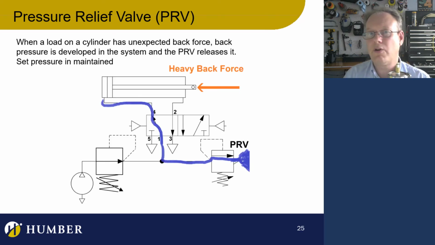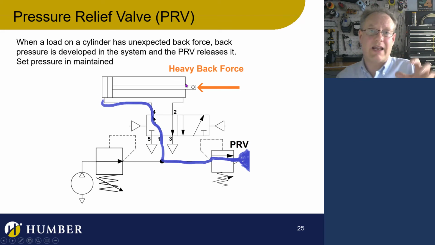If I have a back load, heavy back force on the load, that actually can create pressure in my system, and we can see how that's creating pressure in the system here. And then if I'm telling this to extend, I've got my air pressure here that's coming from my regulator, that's coming from my compressor here. That air pressure is going through my valve, and it's making my cylinder extend.